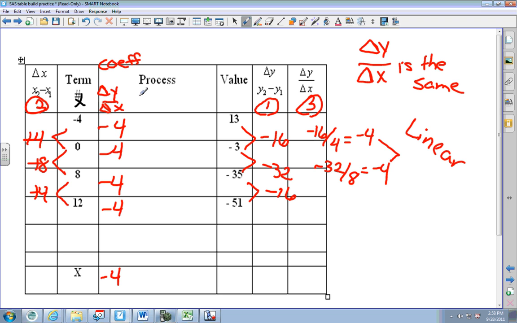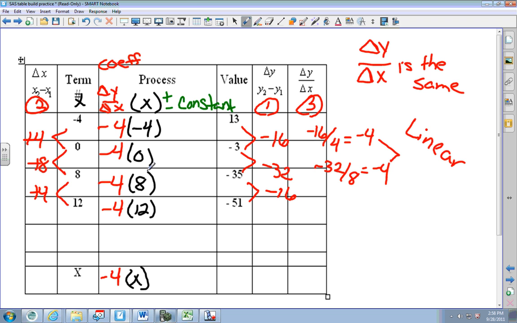Remember, term number is x, so I'm going to put my x in there. -4, 0, 8, 12, and x. Now, the next thing you need to do is you're trying to find your constant. So you're going to add or subtract to find your constant. I love me some 0 because it's so easy. Anything times 0 is 0. So right here, this is 0. What do you have to do to 0 to get to -3? Well, just subtract 3.